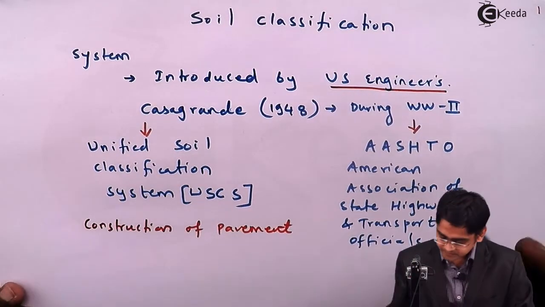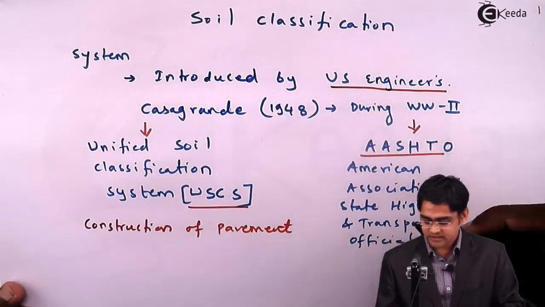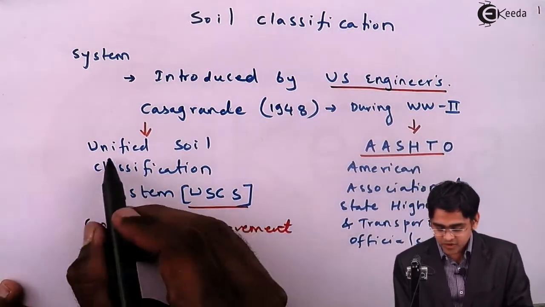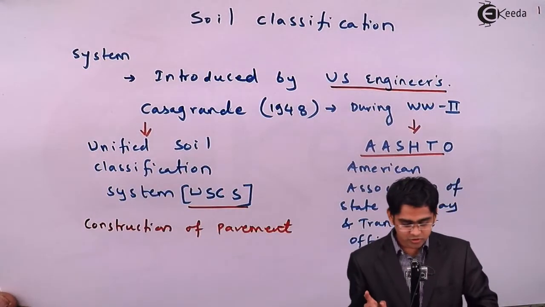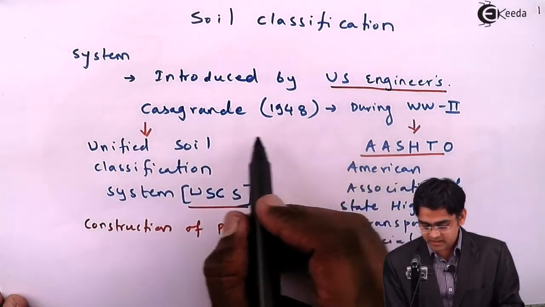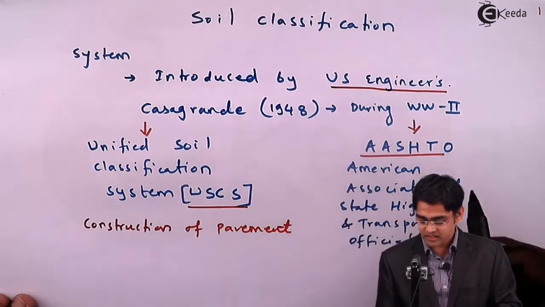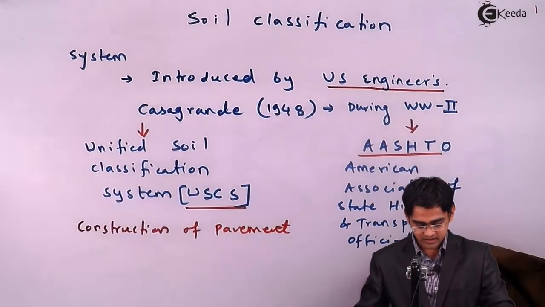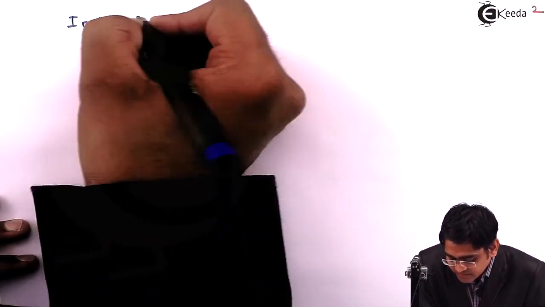So there are broadly two categories, namely AASHTO, that is American Association of State Highway and Transport Officials, and the Unified Soil Classification System. The soil classified using the Unified Soil Classification System is different from the AASHTO specifications. So we will go deep into this in this chapter, and also we will discuss the Indian soil classification system.